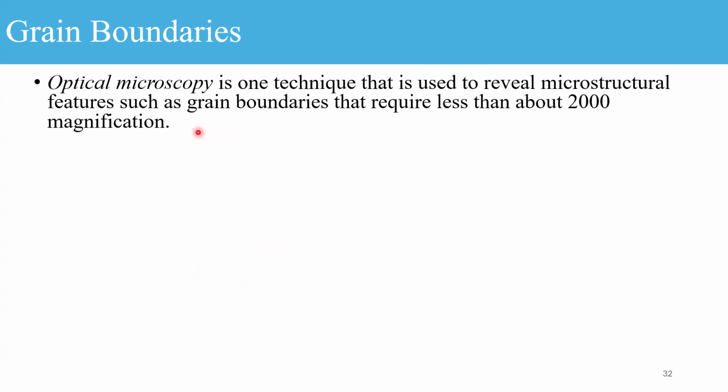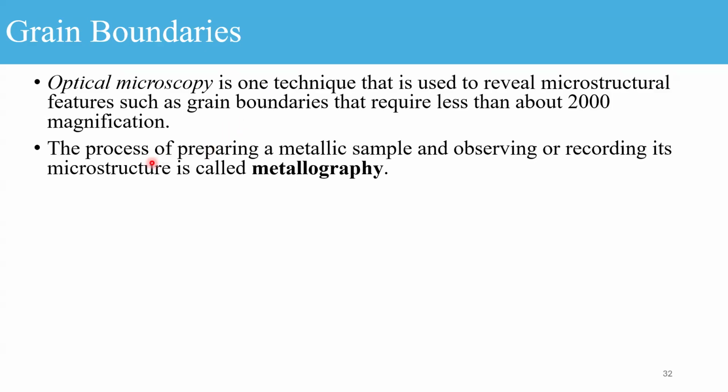To see the grain boundaries, optical microscopy is one technique used to reveal microstructure features such as grain boundaries, which requires about 200 to 2000 times magnification. So we cannot see these microstructures of materials with our naked eye. We need some techniques. The process of preparing a metallic sample and observing or recording its microstructure is called metallography.